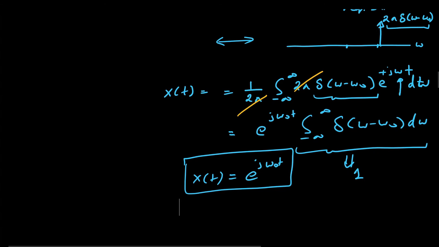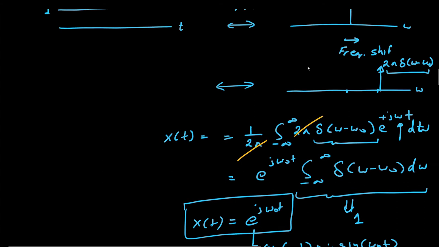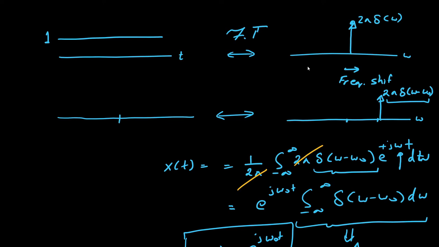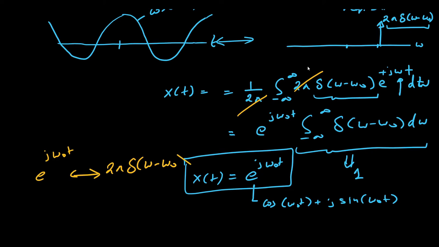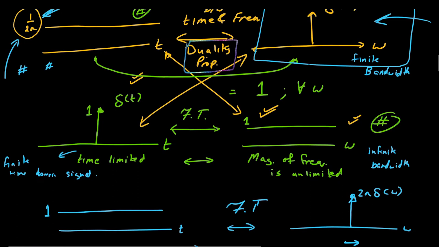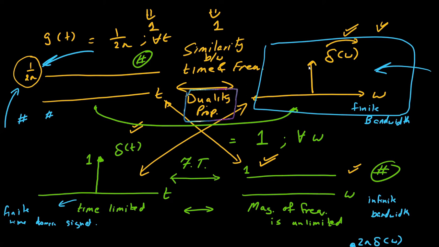Or simply this is cos omega naught t plus j sin omega naught t. So just considering the real part of it, that is the cos function, we now have an oscillating sinusoid in the time domain, and this is our cos omega naught t. So therefore e to the power j omega naught t has a transform pair which is 2 pi delta of omega minus omega naught. Again, this is just an extension of our Dirac delta function. We have shifted it in frequency and observed that shift over here.